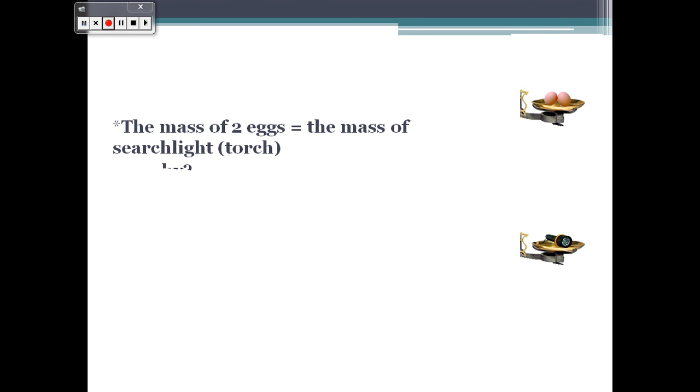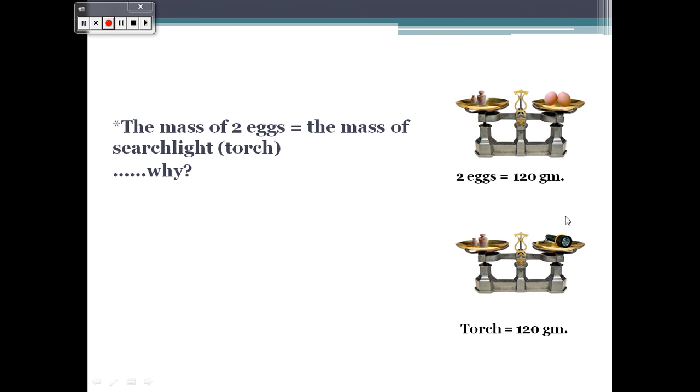Another example: when we measure the mass of 2 eggs and the mass of a torchlight, we will find they are equal in mass. Do you know why? Yes, because they contain the same amount of matter.